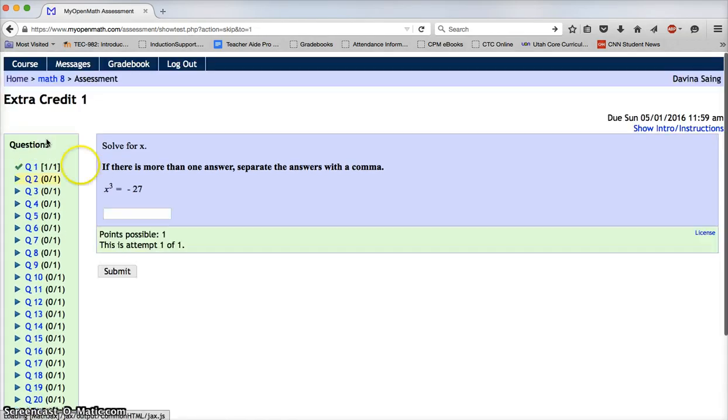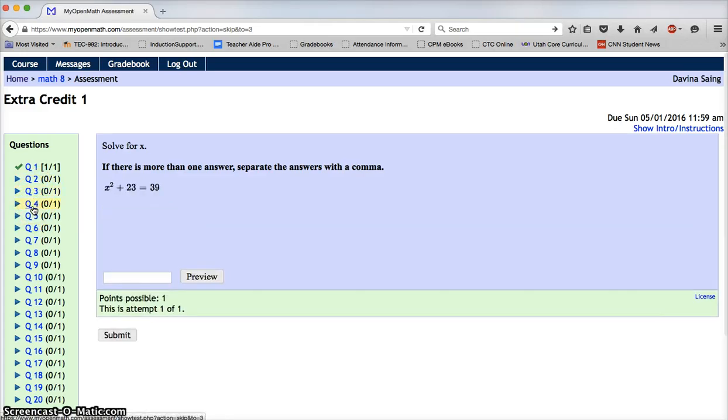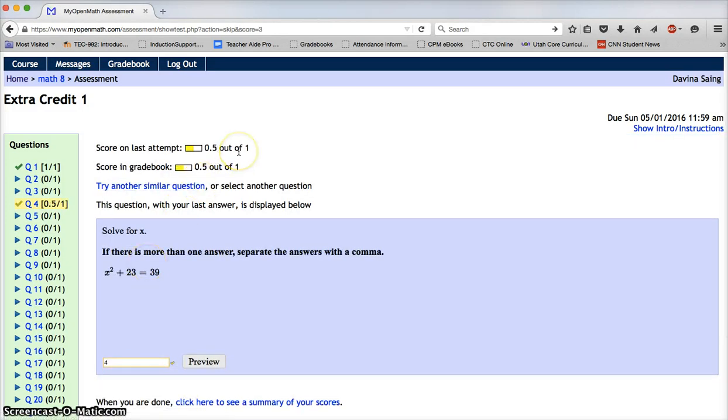Now let me show you something else. What if I get a problem that looks like this? By subtracting 23 from both sides, it's going to be x squared equals 16. So I think the answer is x equals 4. Now watch what happens. We both know that it's not just going to be 4, it's also going to be negative 4. But let's see what happens if I submit an answer that's incomplete. You're going to notice I only got half credit. So please make sure you read the instructions very carefully and answer the questions appropriately based on what you know from class.